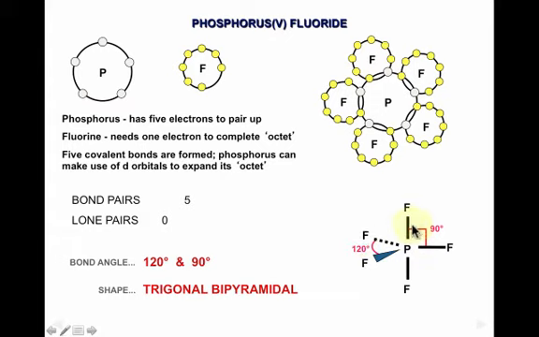So we have 90 degrees between the... these are called axial bonds. You don't need to know that, but I think it's quite easy to think of them as that. They're kind of like an axle through the molecule.